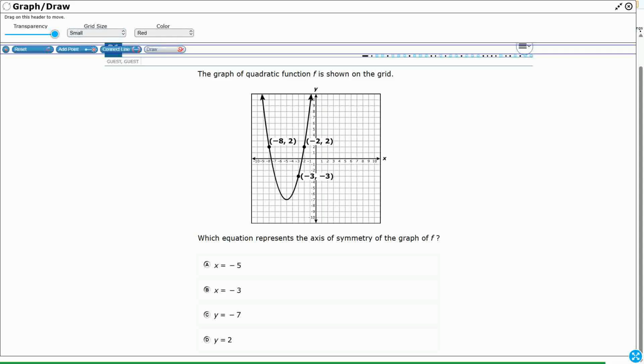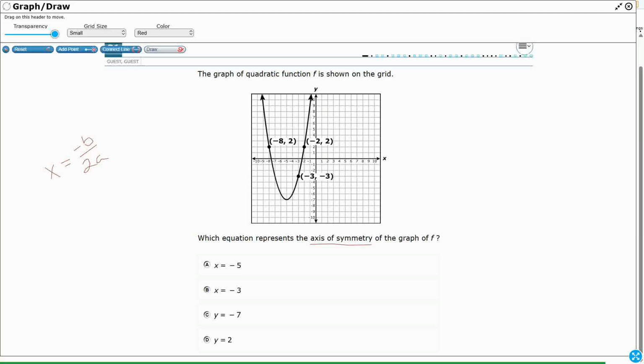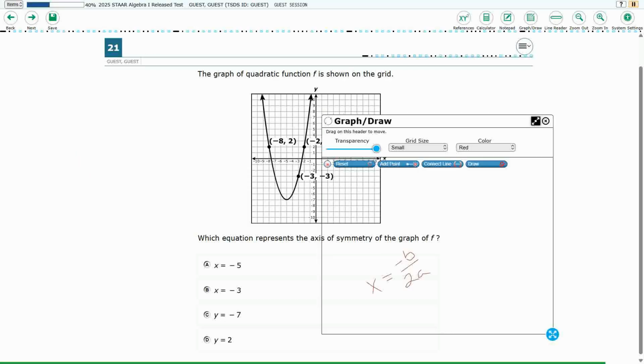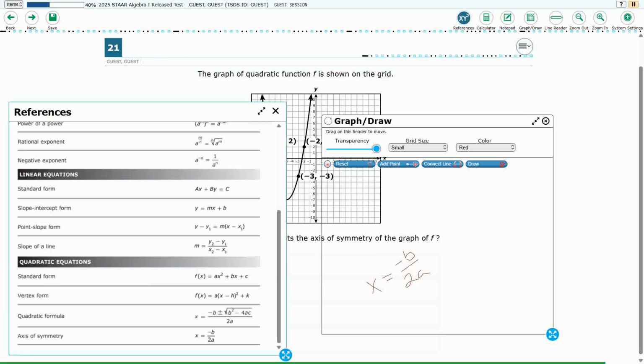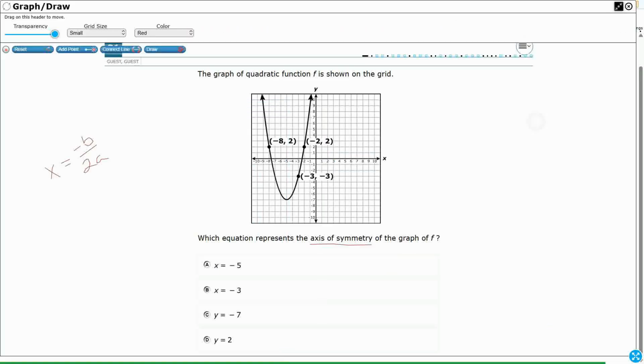So we have this function, and we are simply looking for the axis of symmetry for this quadratic. Now, if we were to have the equation, we could look at it like this. The axis of symmetry is this expression right here, negative b over 2a. In case you need to find it, it is right here in your reference material, all the way down at the very bottom. We actually can eliminate two of our answers here because it's in the form x equals.